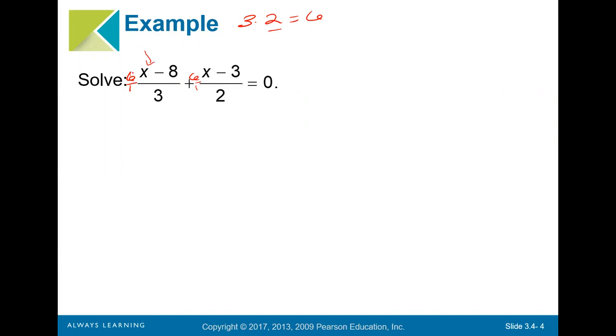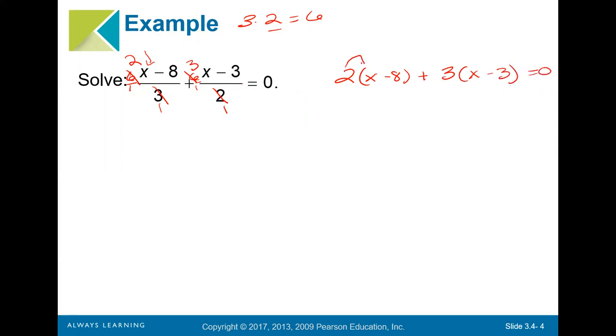So now I'm going to reduce. I see that 3 goes into itself once, goes into 6 twice. 2 goes into itself once and goes into 6 three times. So I'm going to rewrite this as 2 times that (x minus 8). And then I'm going to put my plus sign. And then I'm going to say 3 times (x minus 3), and it's all equal to 0.